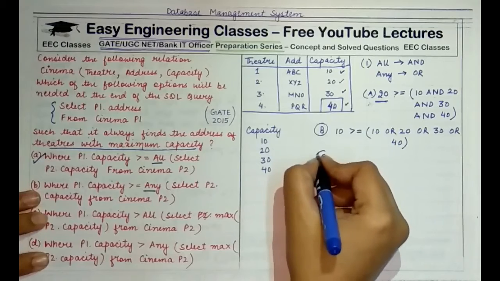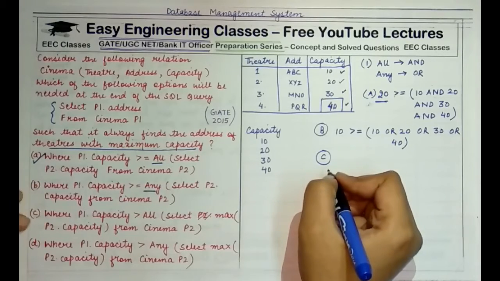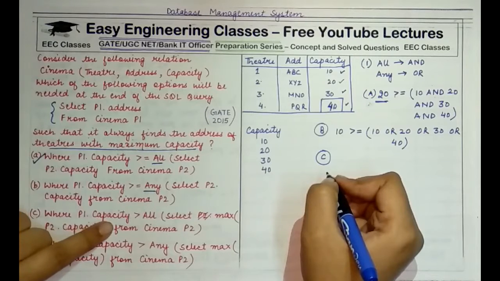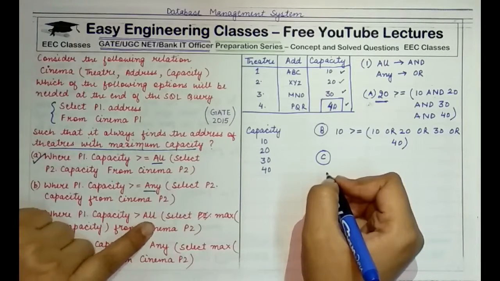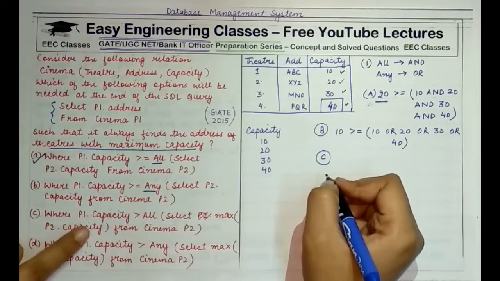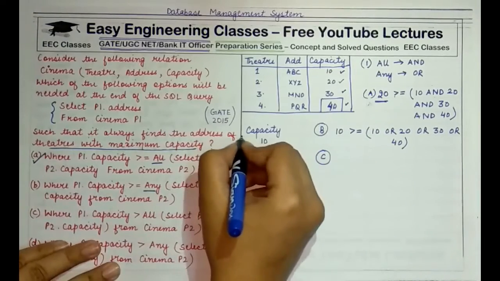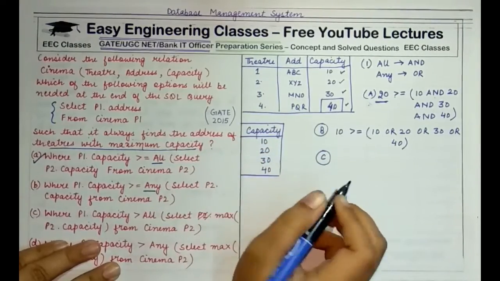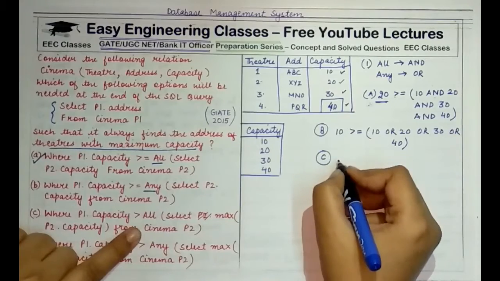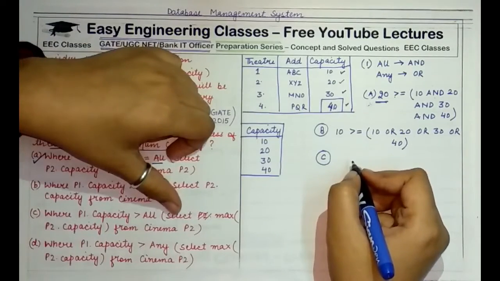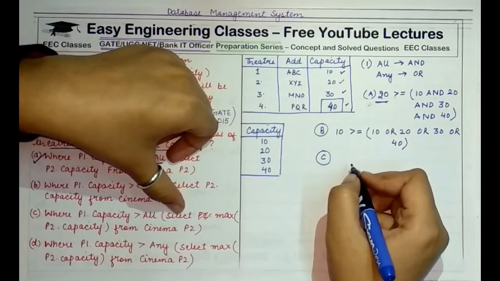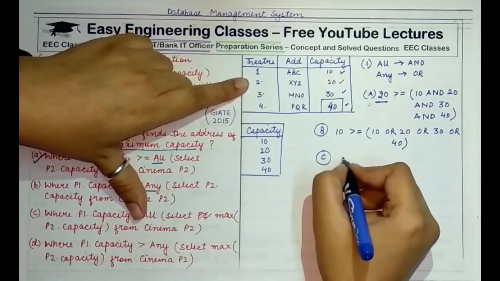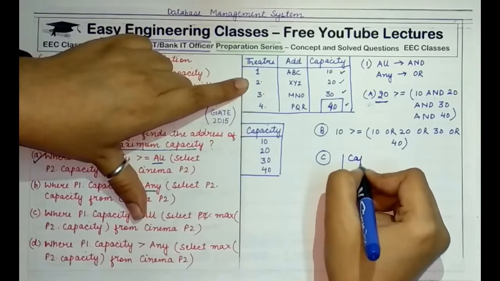Now coming to the third option, C. The condition is where P1.capacity is greater than ALL, select max of P2.capacity. So this was the result that came from the inner query of the first two statements. The inner query of statement C would give the result of, basically, selecting the maximum capacity from this table, and it would result in a single value of 40.